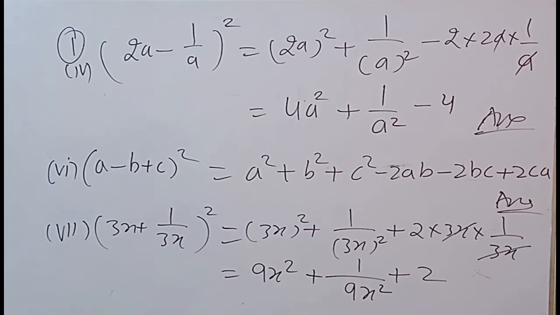But whenever the sign is negative on any variable, you will put the negative sign with the variable in its single form, not in the square. Wherever there is a square, you will write the plus sign.